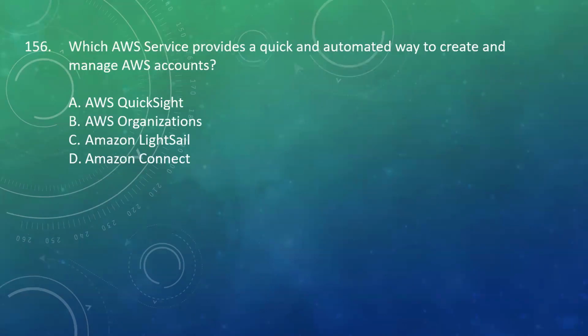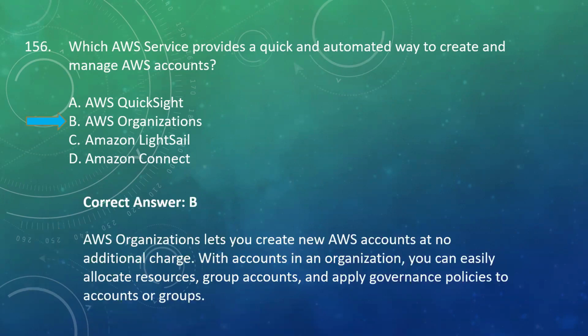Let's look at question 156. Which AWS service provides a quick and automated way to create and manage AWS accounts? Your options are AWS QuickSight, AWS Organizations, Amazon Lightsail, Amazon Connect. And the correct answer in this case is option B, AWS Organizations, which lets you create new accounts at no additional charge.